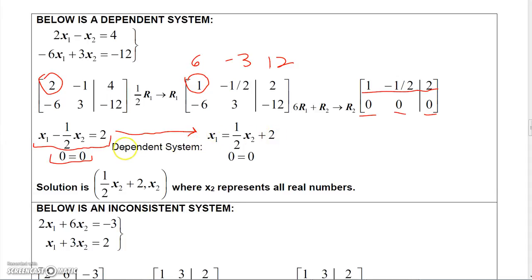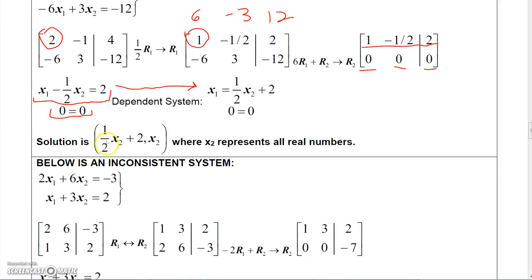So now I can write the solution set by saying, well, x2 is just going to equal x2, and then whatever x2 is, x1 is going to be 1/2 of that value plus 2. So I would have 1/2 x2 plus 2 for the x value, and then x2 for the y value. And again, if you don't like x2, you could just pick a letter like k and put k there instead of x2, because all you're doing is describing how those two variables are related.